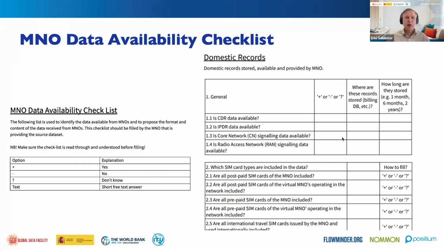To make that process easier for you, we recommend creating a mobile network operator data availability checklist, where you would ask what data they have available, in which format, and what the data retention policy is, so how far back you can go in order to derive that data. This is clearly very important in order to have visibility of what can be done in the data processing stage, and also what kind of aspects affect your data quality.